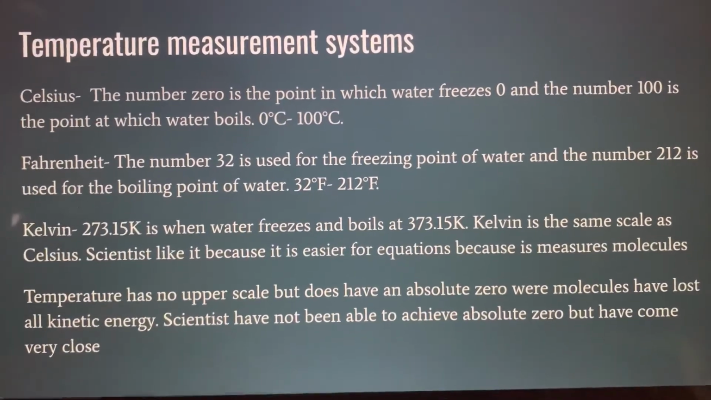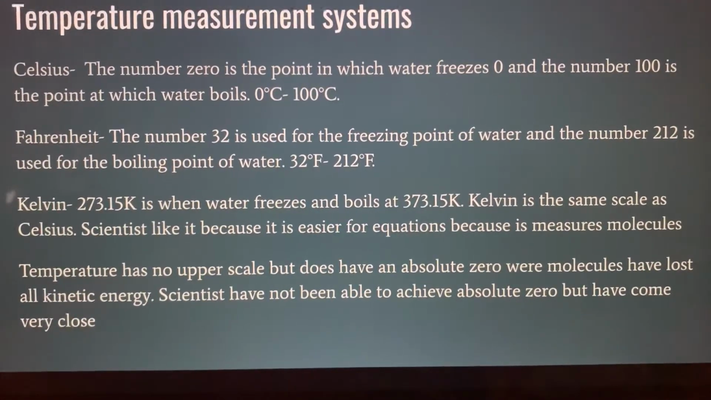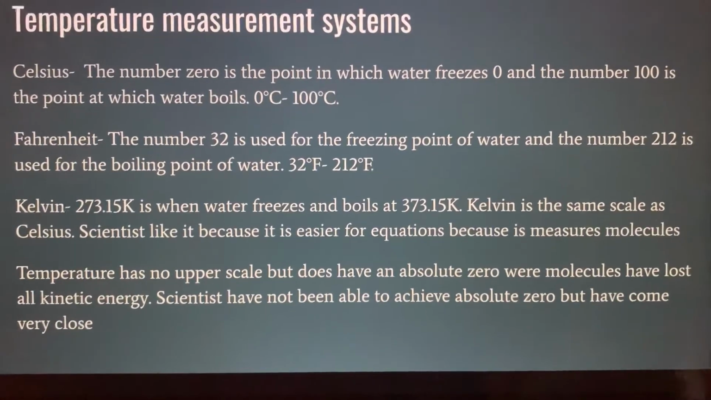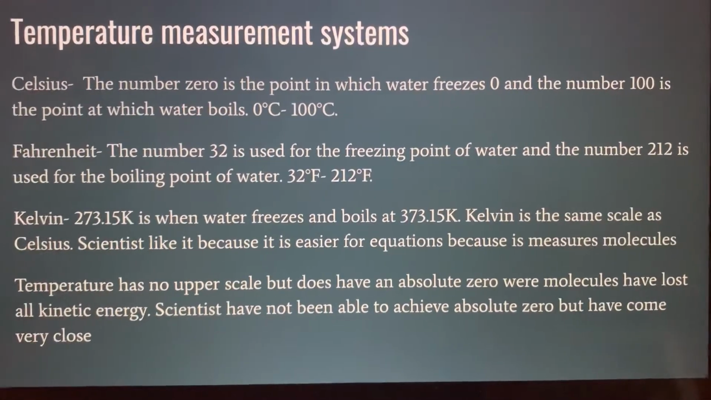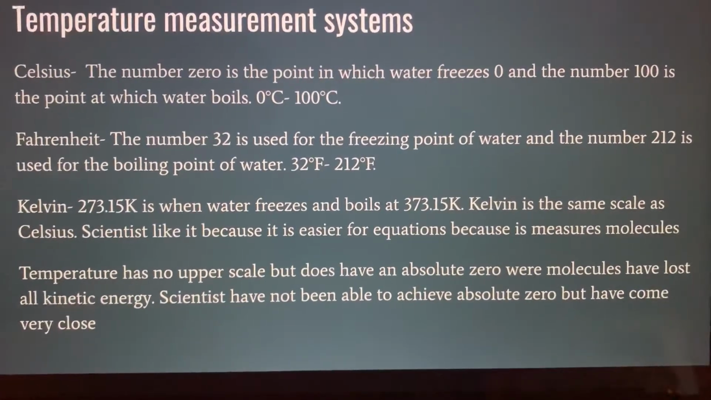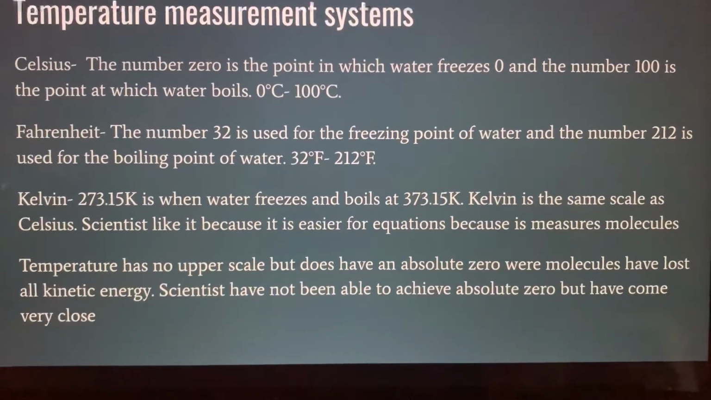For the temperature measurement systems, we're going to go with Celsius first. The number is the point at which water freezes, which is 0, and the boiling point is 100. Fahrenheit: the number is 32 when water freezes, and it boils at 212 degrees.